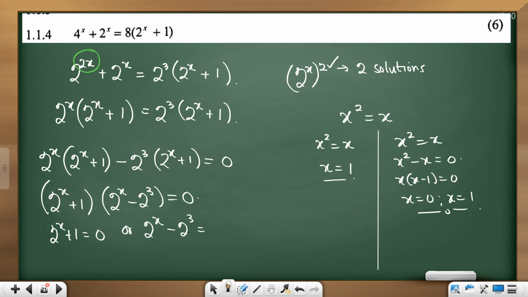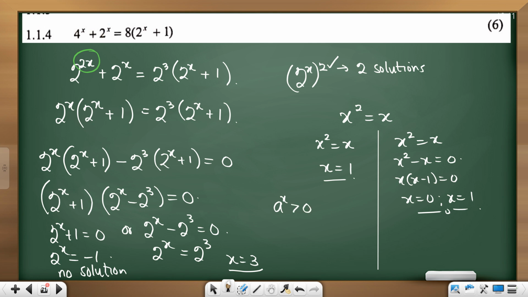I hope this makes sense. Once you divide, we automatically cancel one solution. x equals to 3. 2 to the power x equals to negative 1: no solution, because a to the power x is always greater than 0 if a is greater than 0 and x is an element of real numbers. Do you see how I transformed your solution?